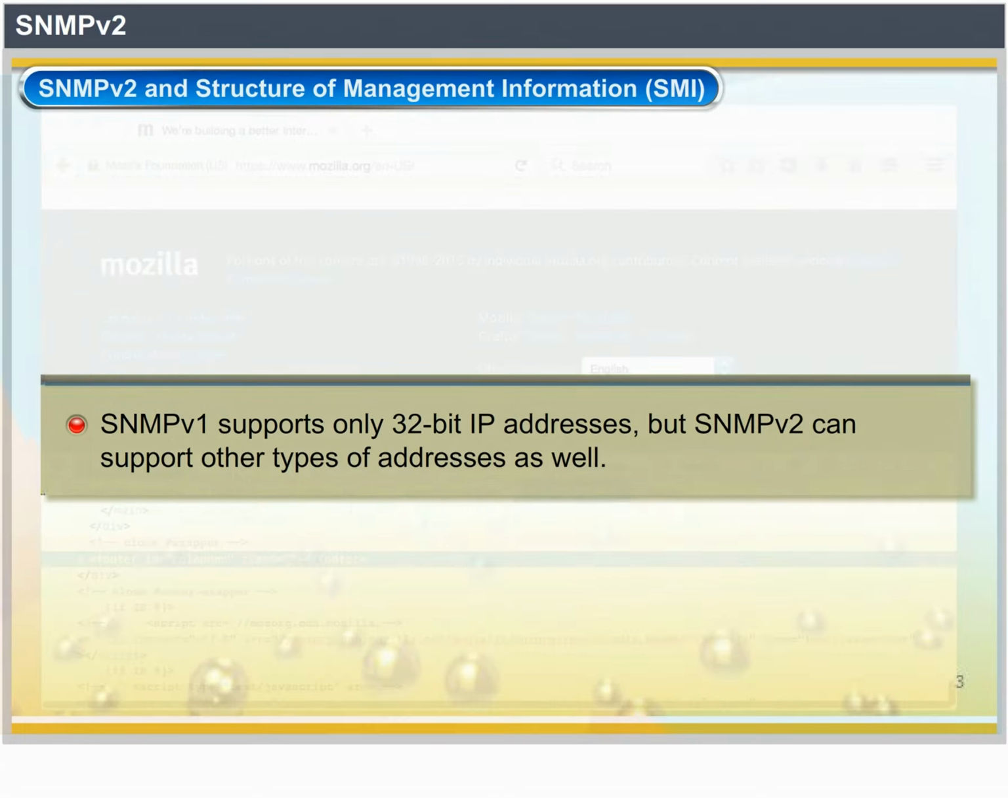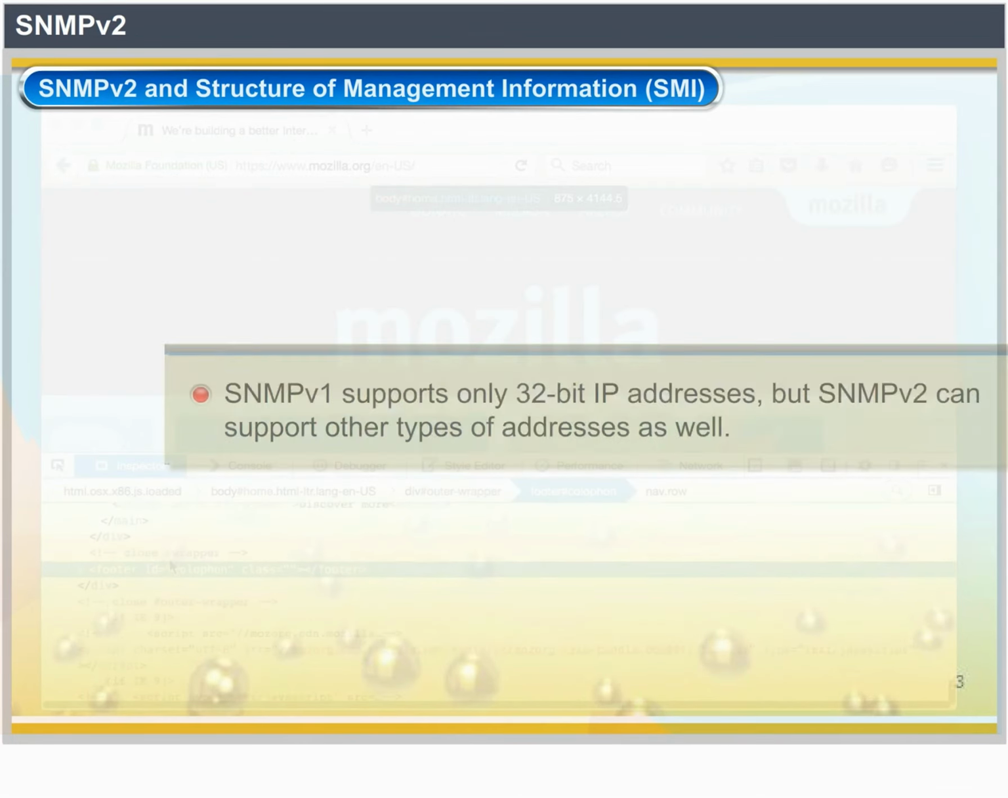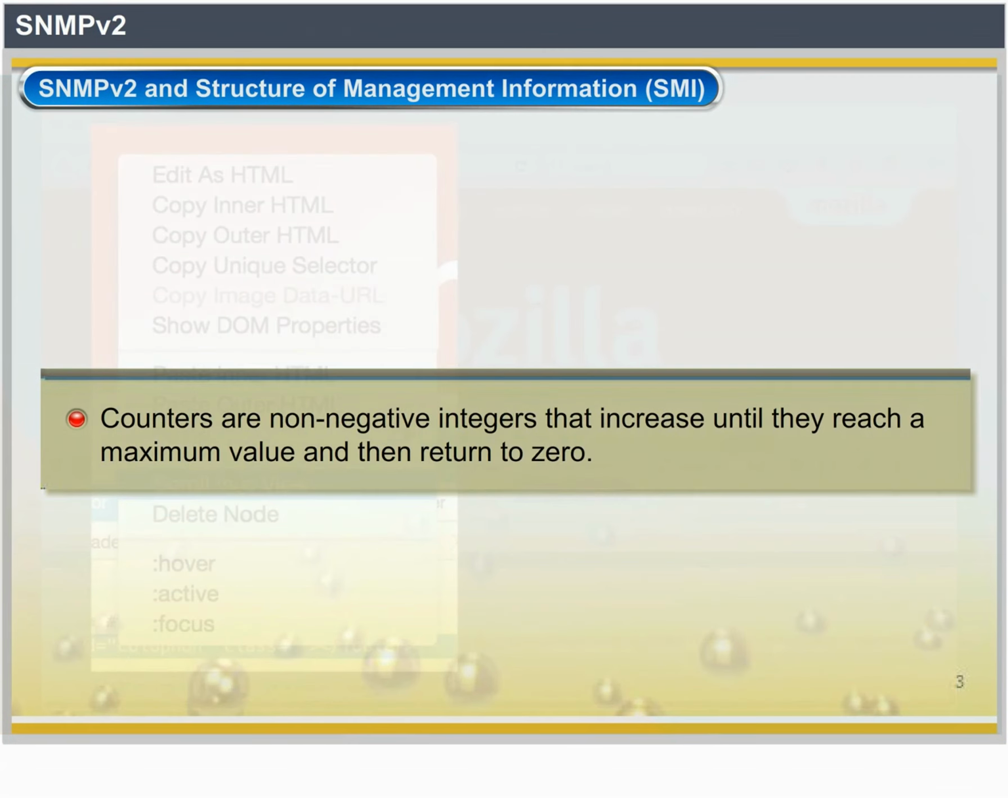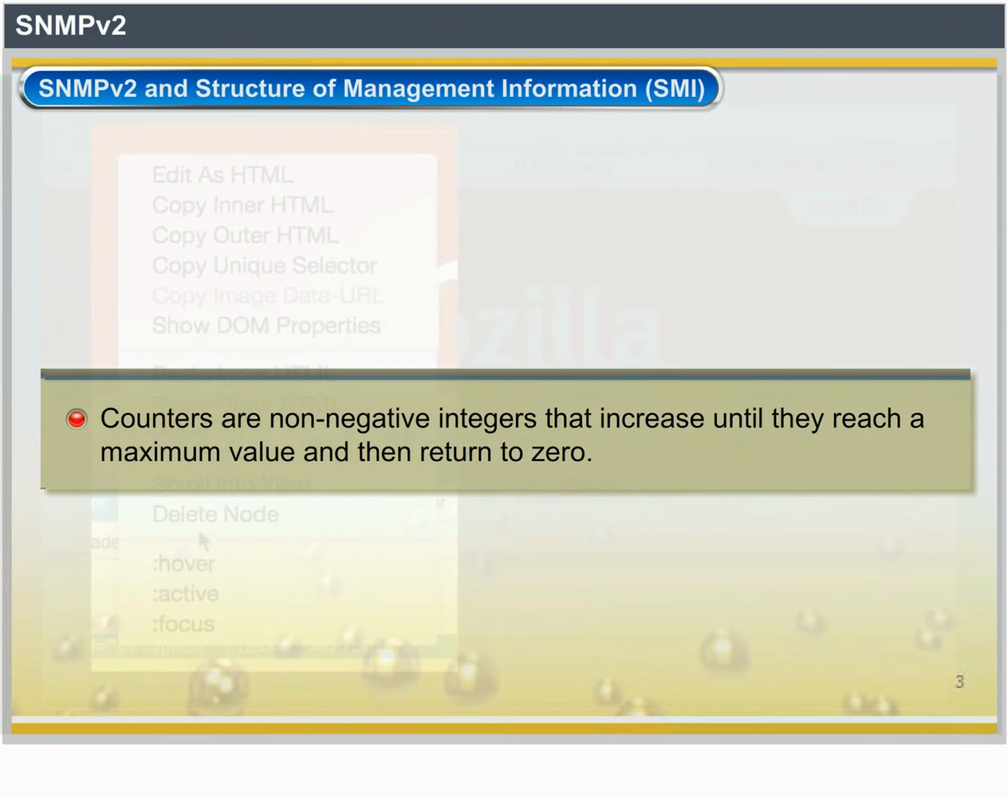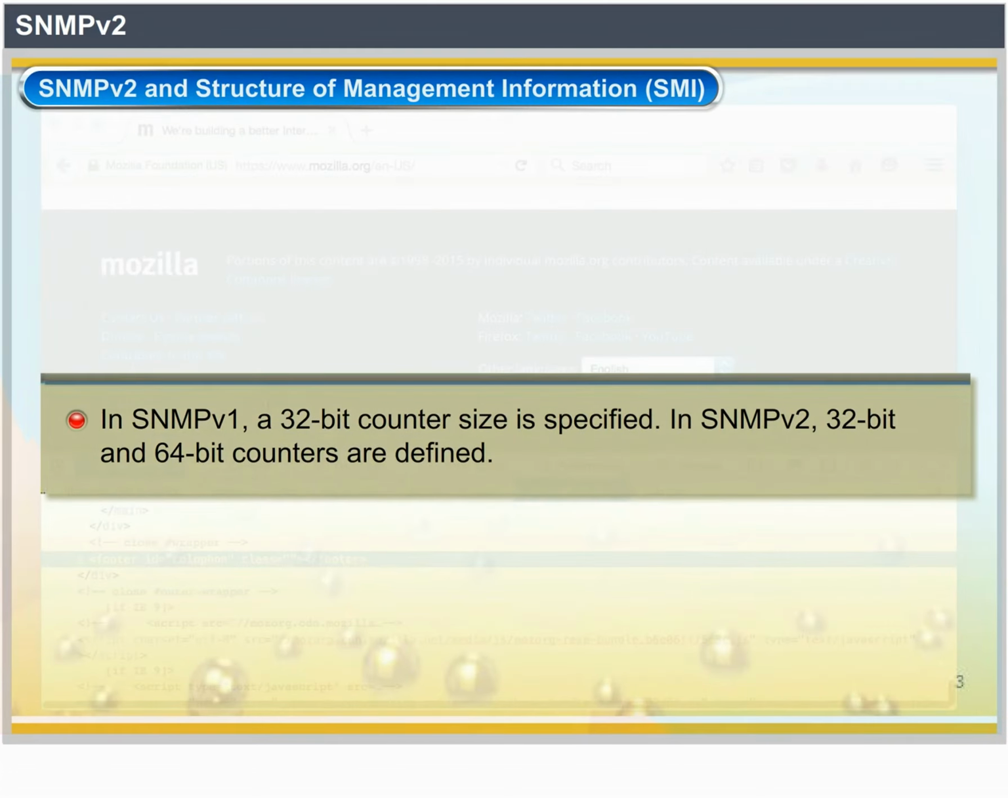Counters are non-negative integers that increase until they reach a maximum value and then return to 0. In SNMP v1, a 32-bit counter size is specified. In SNMP v2, 32-bit and 64-bit counters are defined.